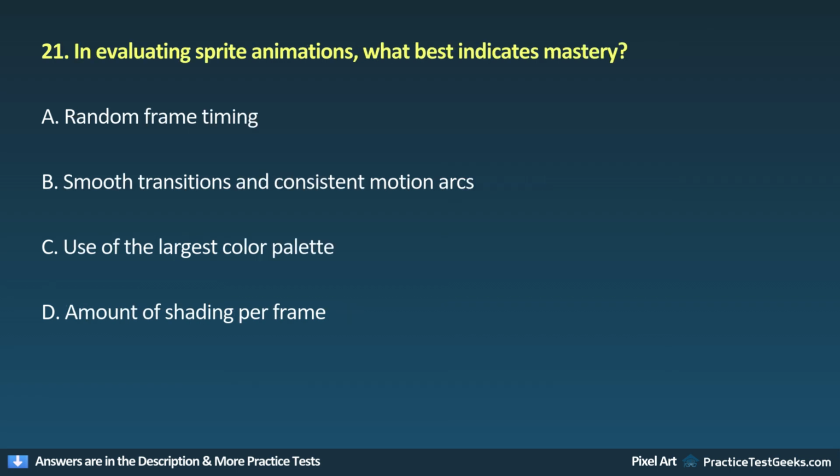21. In evaluating sprite animations, what best indicates mastery? A. Random frame timing. B. Smooth transitions and consistent motion arcs. C. Use of the largest color palette. D. Amount of shading per frame.